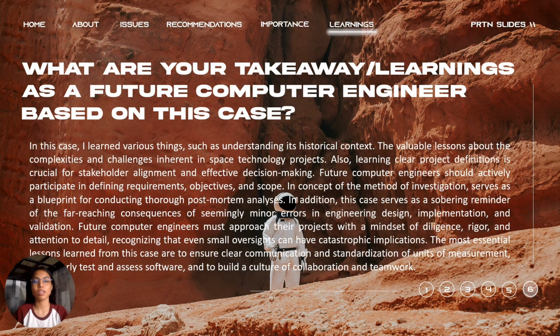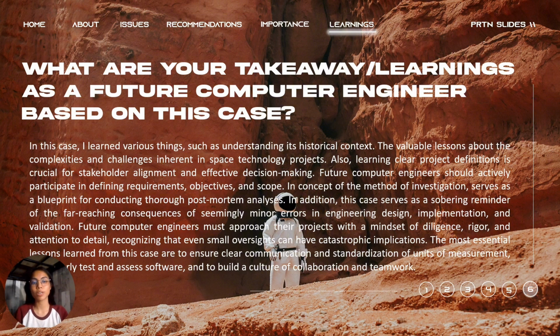Based on this case, as a future computer engineer, it is important to learn from these mistakes and take steps to prevent similar errors from occurring in future projects. In this case, I learned various things such as understanding its historical context and the valuable lessons about the complexities and challenges inherent in space technology projects. It underscores the importance of meticulous planning, attention to detail, and adherence to established engineering principles.